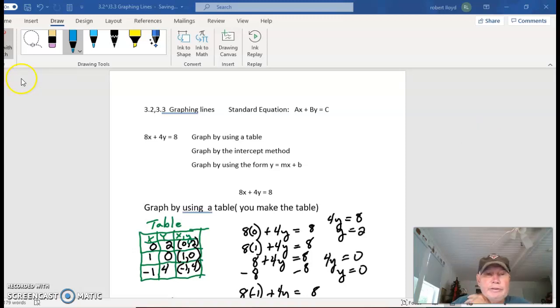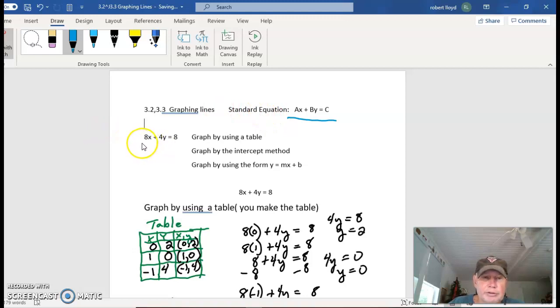Okay, more on graphing, 3.2 and 3.3, graphing lines. So this is the standard equation, some number of x plus some number of y equals c.